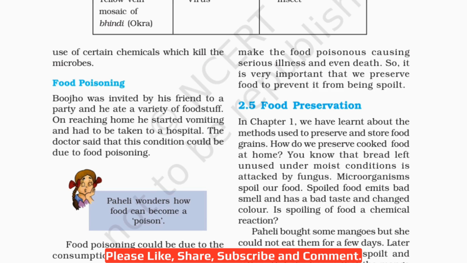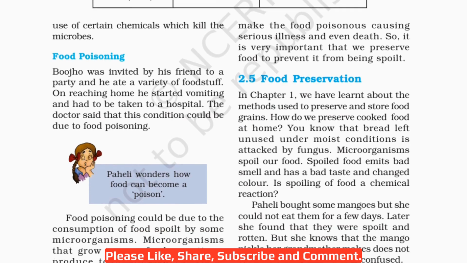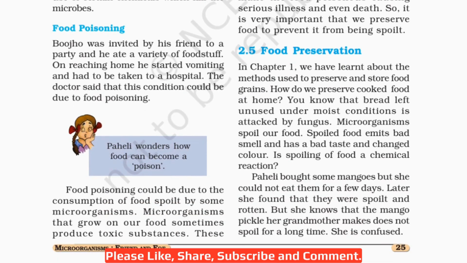Now here there are some methods to preserve food, okay? Now, food preservation. In chapter 1, we have learned about the methods used to preserve and cook food grains. Now, in this chapter, we will study how we preserve cooked food at home. You know that bread left unused under moist conditions is attacked by fungus. Microorganisms spoil our food. Spoiled food emits a bad smell and has a bad taste and changed color. Is spoiling of food a chemical reaction? Yes, it is a chemical change.